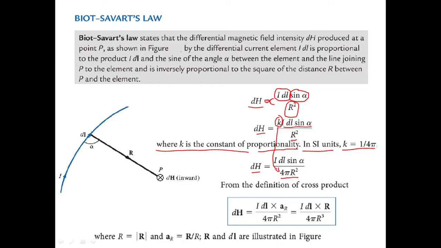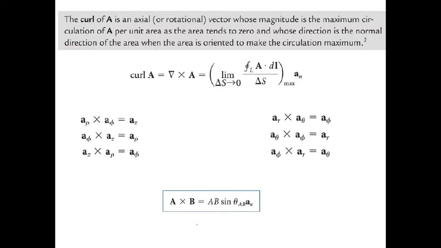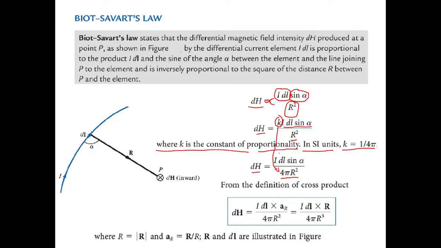Right? So from the definition of cross product, I had shown the definition of cross product here. It is the magnitude of two vectors into the sine of the angle between them, right? So it can be written as, since we have I as one part, dl as one more part, and since we have the sine of the angle, we can write this as IDL as one part into aR, that is this direction aR, divided by 4 pi r square, which is equal to IDL cross, how to write this aR? We know that the unit vector aR can be written as R vector divided by magnitude of R.